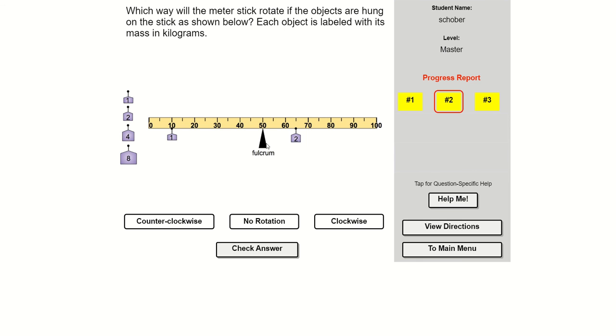Okay, now we have 2 unequal weights. Now this is where it gets a little tricky. Okay, you have a weight of 2 on this side, and it's 15 centimeters away.